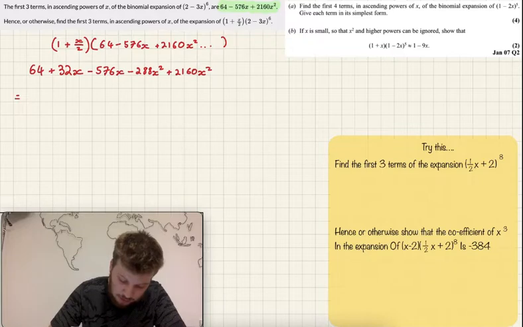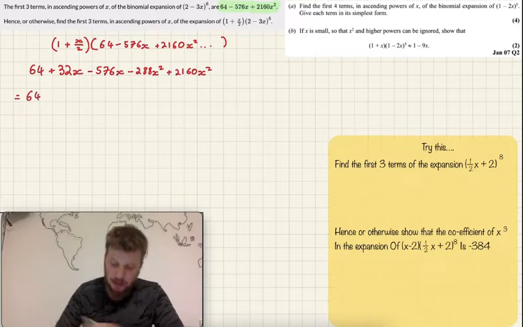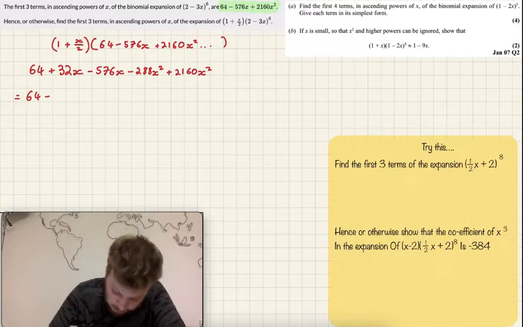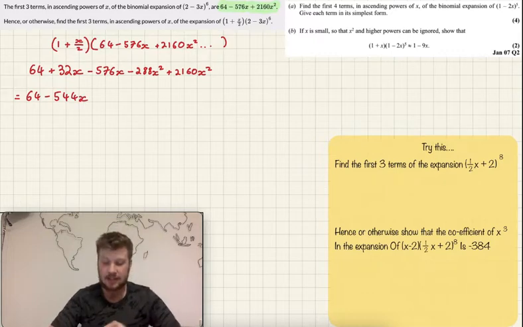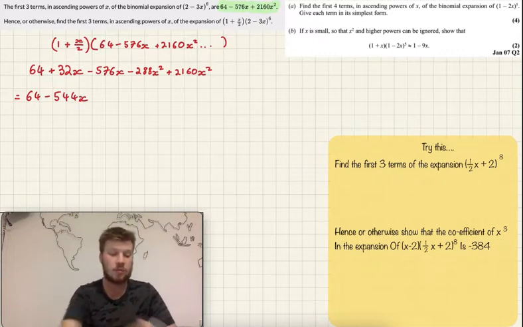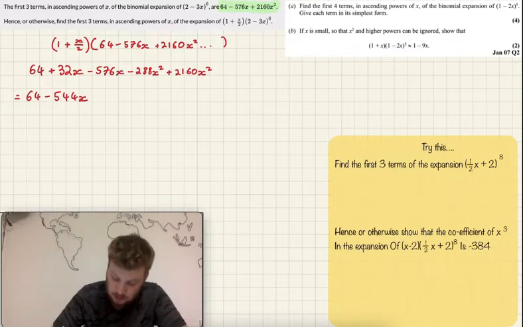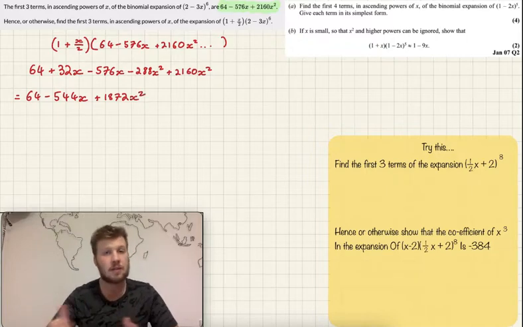So I know that this is equal to 64. 576 and 32 is going to give me subtract 544x. And then negative 288 and 2160. All I'm going to do is just 2160 take away 288. And that gives me 1872x squared. So that's it for the first question.